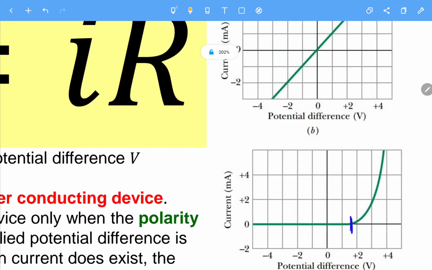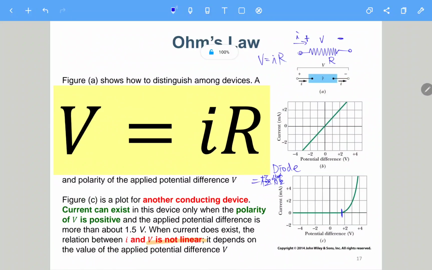Okay, this is actually the characteristic of a diode. Diode. Okay, in Chinese the name is called 二极体. 二极体不是两极. 二极体. The circuit symbol will be like that, but actually I don't think you will use it for this course.